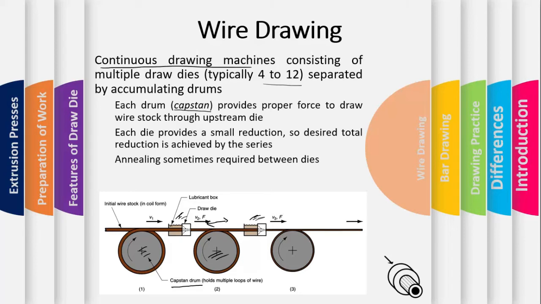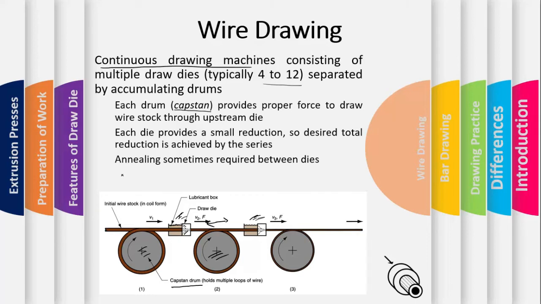Then, as you can see here, before this die cavity, this is our die reduction in diameter. Before this die, the wire passes through this lubricant, so it is lubricated before entering the die region. Each die provides a small reduction, so the desired total reduction is achieved by the series of dies. As we have already discussed, the series of dies progressively reduces the diameter of the wire.